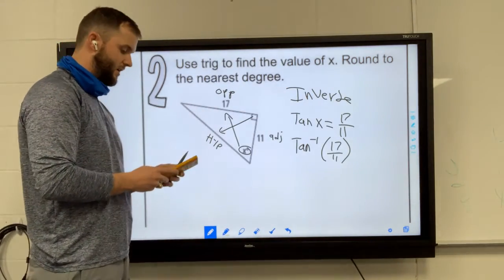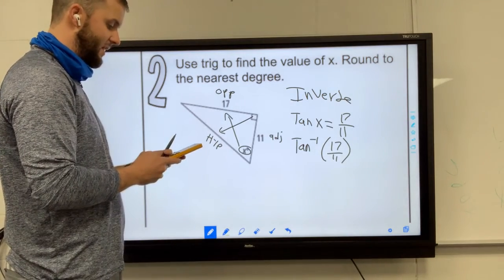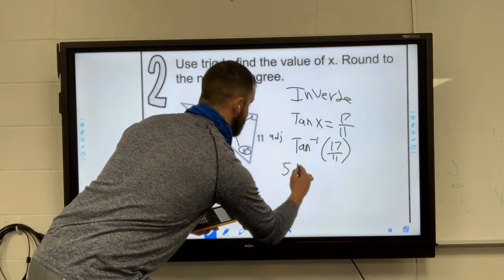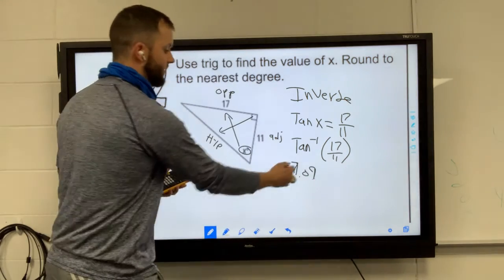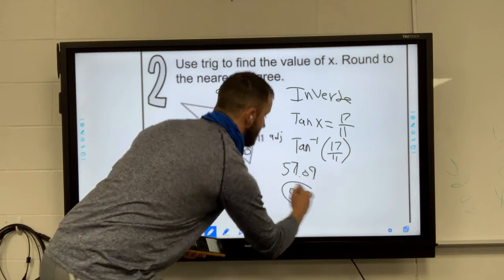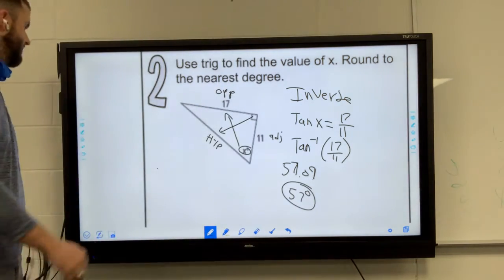So in my calculator, I'm going to do inverse tangent, 17 divided by 11, and it says to round to the nearest degree. So we get 57.12. The 0.09 is going to be my degree measure. The 1 is not going to change the 7. So your answer in this instance would be 57 degrees. Okay? Moving to example number 3.